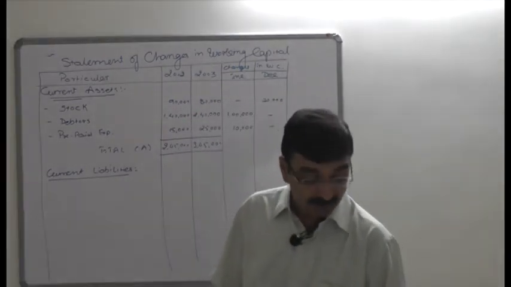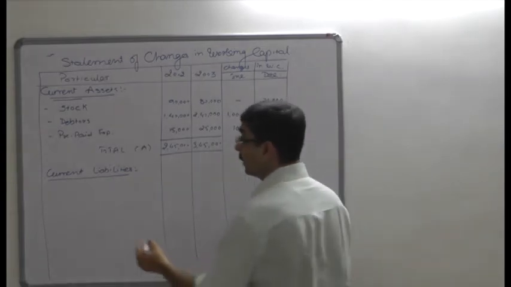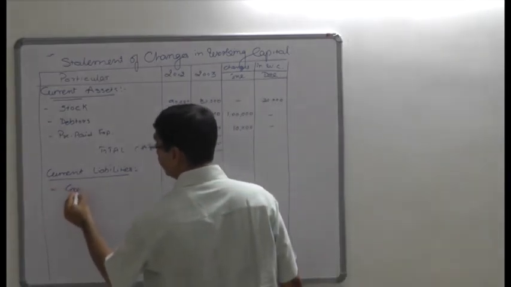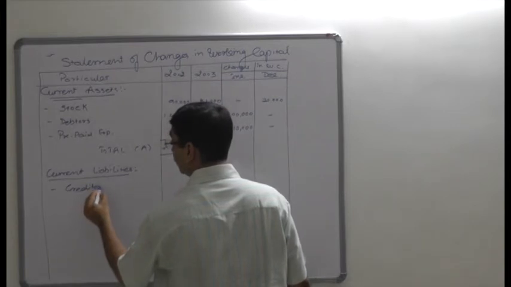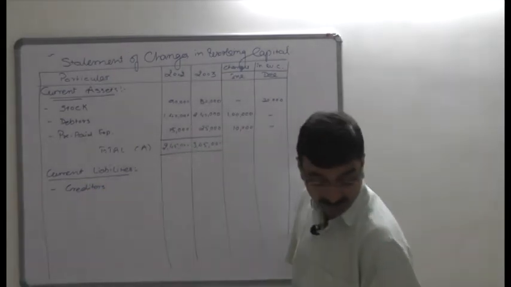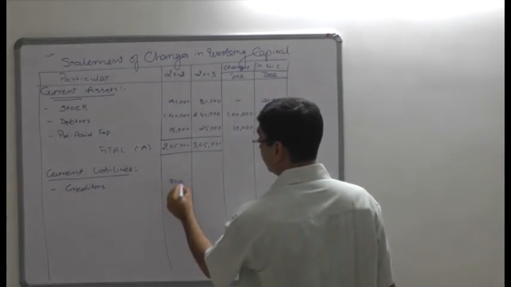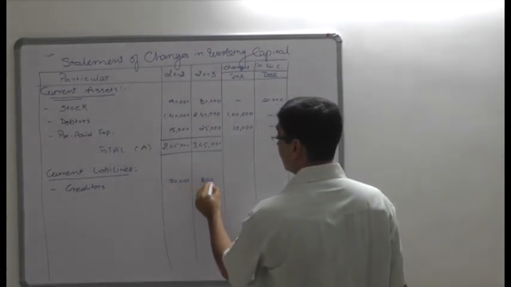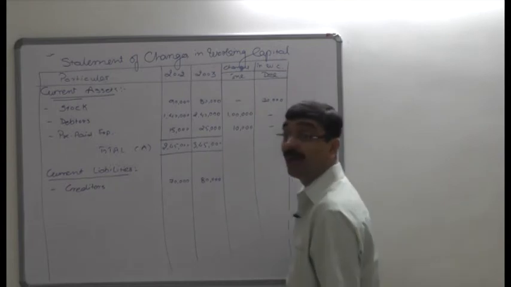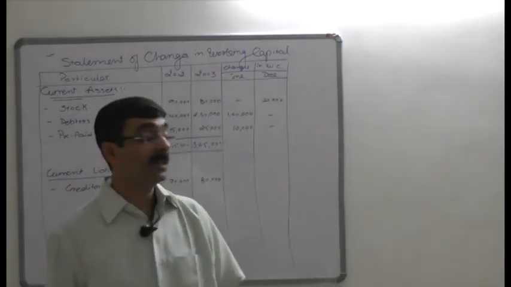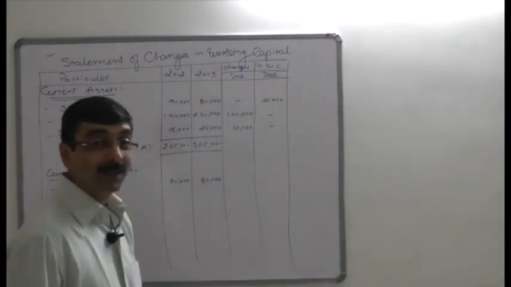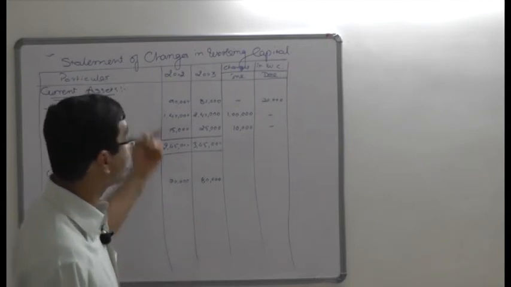Next is creditors. Creditors is definitely a current liability. The last year creditors value was 70,000 and the current year creditors value is 80,000. Now the question is whether it is an increase or a decrease. Here the formula is reversed compared to the current assets.